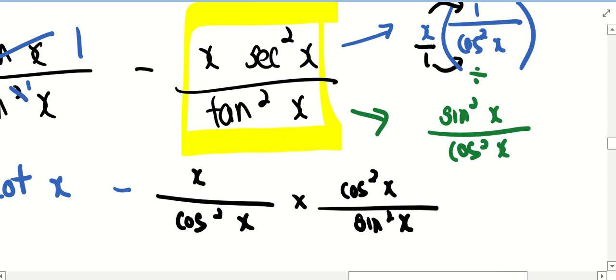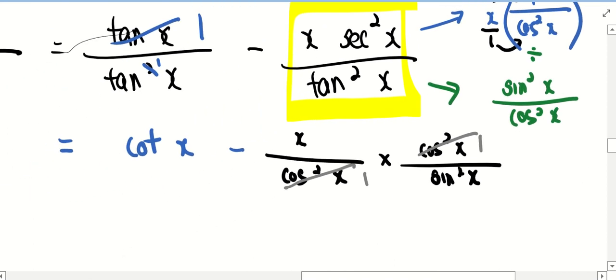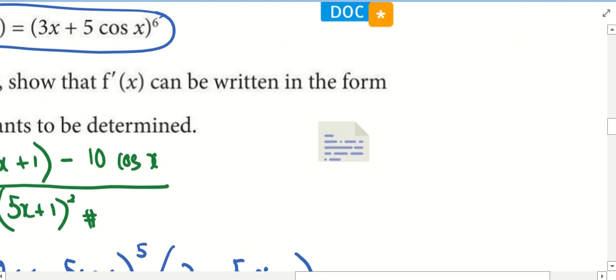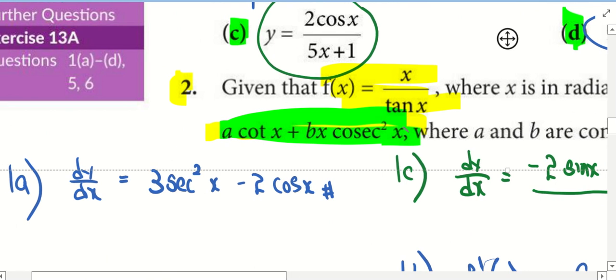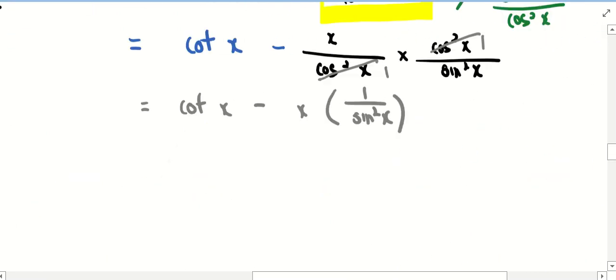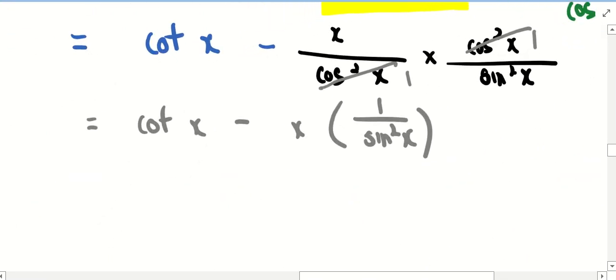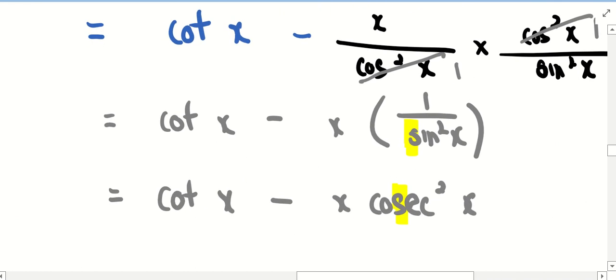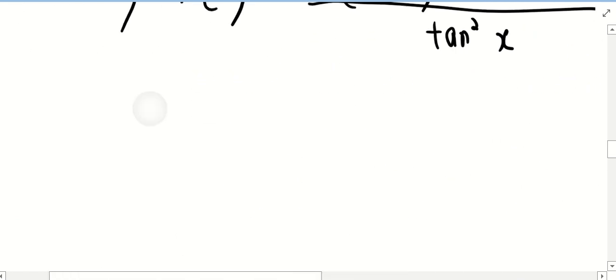Is there something I can simplify? Yes. Cosine square and cosine square can simplify to number 1. So what do I have? Let me write out x bracket 1 over sine square x. But I don't want 1 over sine square. The question clearly says I want a cosecant square. So very simple. You know that 1 over sine x is actually cosecant. So let me change the form. And then we are done now. Once we change the form, we realize both your a and b are actually just 1 and -1 respectively.